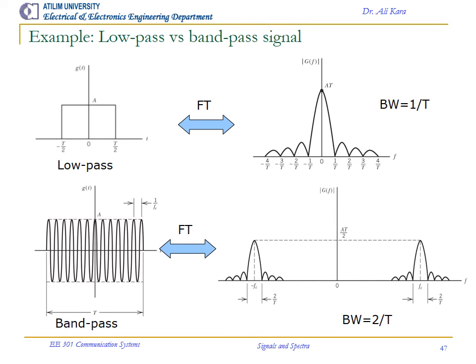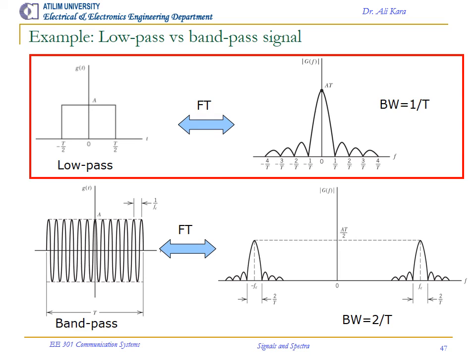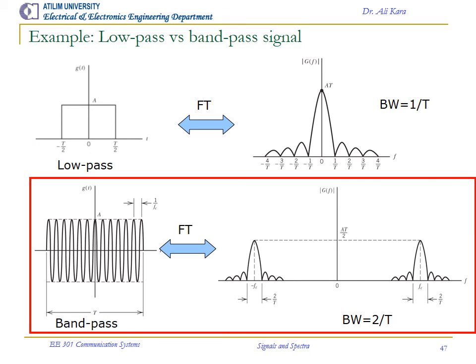Example, low-pass versus bandpass signal. If we take the Fourier transform of a low-pass rectangular signal centered at origin, we see that the bandwidth is 1 over capital T, where capital T is the duration of the pulse in the time domain. But when we modulate, in other words, multiply a rectangular pulse in the time domain with a sinusoid, we see by taking the Fourier transform that the bandwidth is 2 over capital T, where capital T is the duration of the pulse in the time domain.